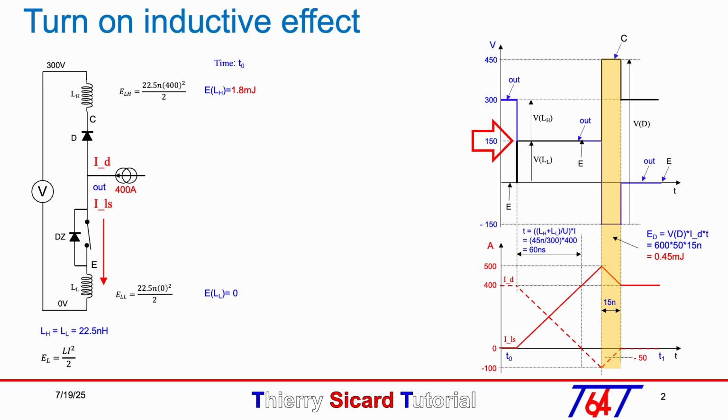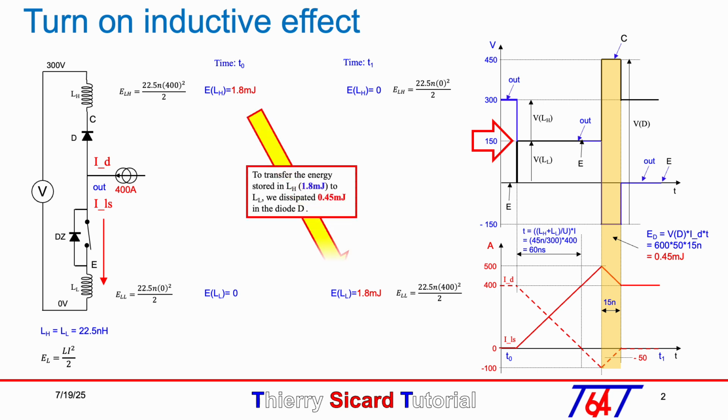At time T1, the energy stored in LH becomes 0 because there is no longer any current, and conversely, the energy stored in LL is 1.8 millijoule due to the 400 amp. To transfer the 1.8 millijoule from the upper LH to the lower LL, we lost 0.45 millijoule in diode D due to its recovery time.